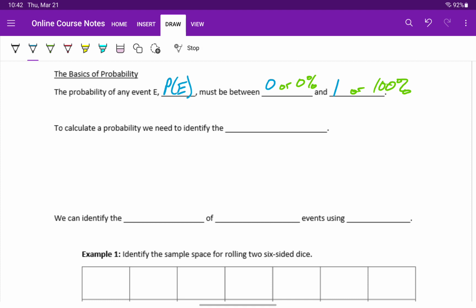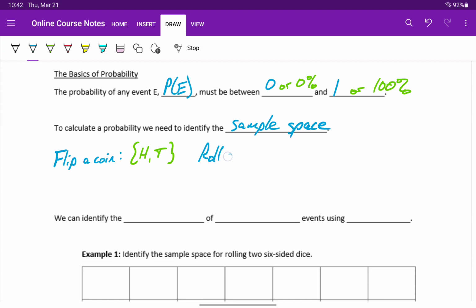To look at calculating individual probabilities, one of the first things we need to do is identify the sample space. The sample space is just a list of all possible outcomes from an experiment or a trial. Looking at a couple of simple examples, we could talk about the idea of flipping a fair coin. A fair coin has two sides. We'll flip it and we'll either get heads or tails. So our sample space has two different possible outcomes.